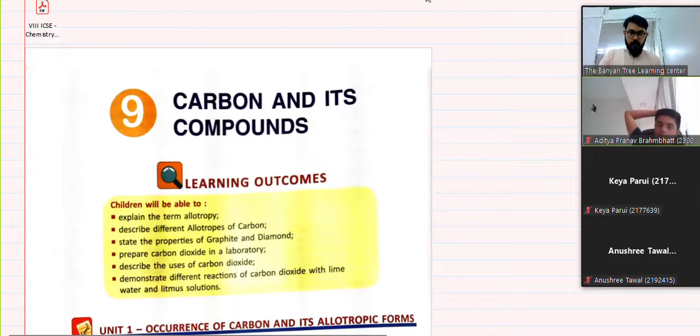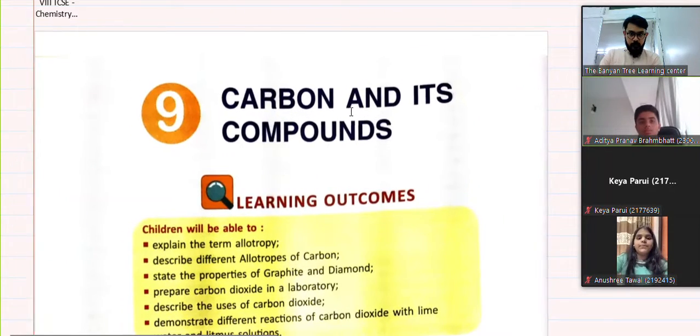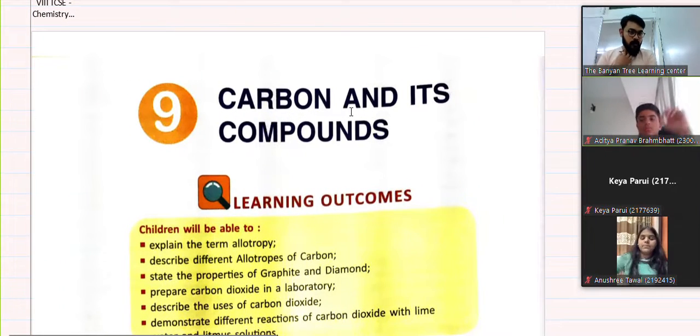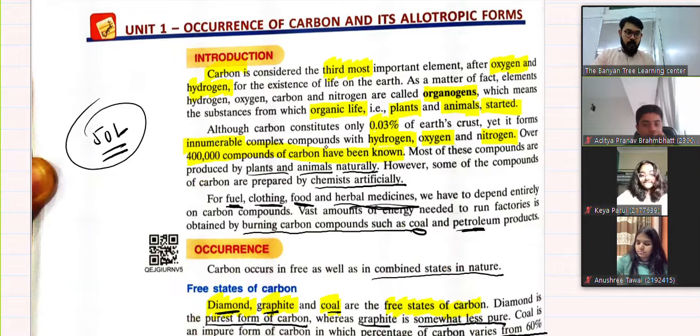Okay, today we are starting with carbon and its compounds. That is the final chapter of chemistry in class 8. There are some important things to be noted in this particular part, very important.